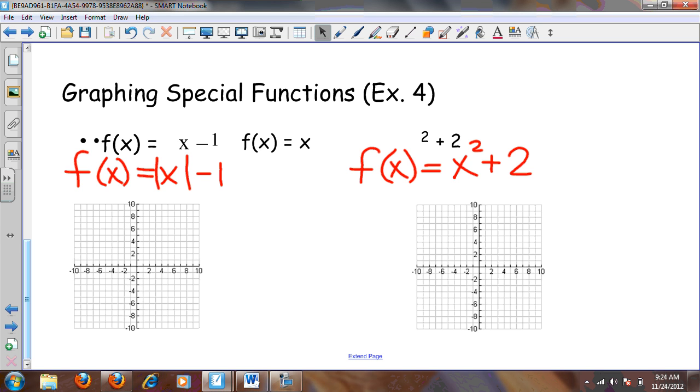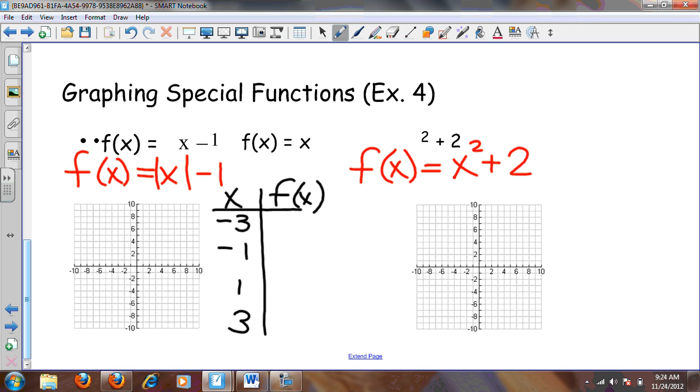Step 1 was to create a table. So let's do that. We have x, and we have f of x. And remember I said we need at least 3 values or 4 values. I'm going to do 4. I'm going to do 2 negatives and 2 positives. I'm going to do negative 3, negative 1, 1, and 3.